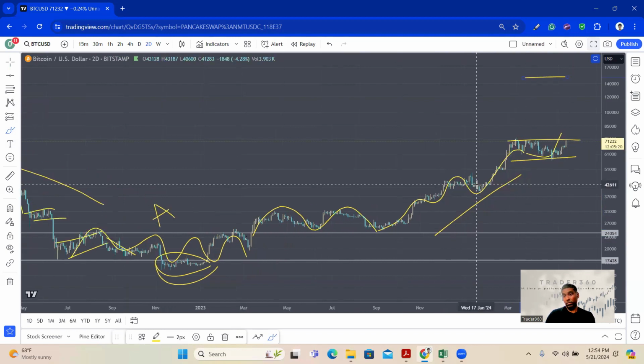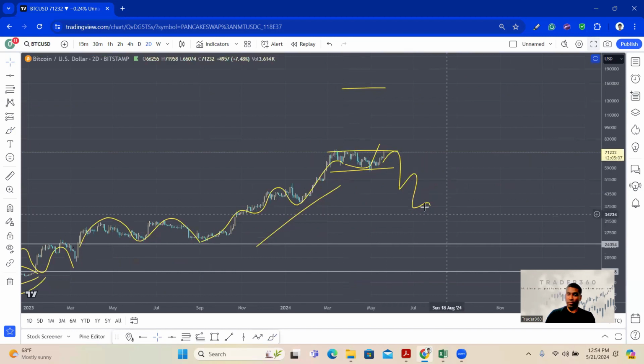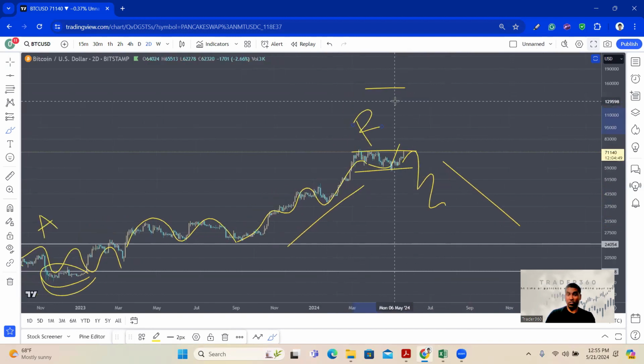But until we see a breakdown, we cannot know that this was the distribution. Until we see a breakdown from the down and then another move starts, which is in a wave-like pattern, we cannot say that this is a distribution. It's still a range, although this is a distribution in a sense.